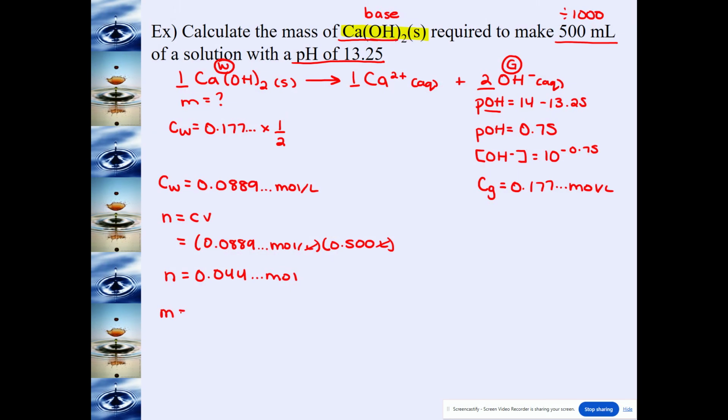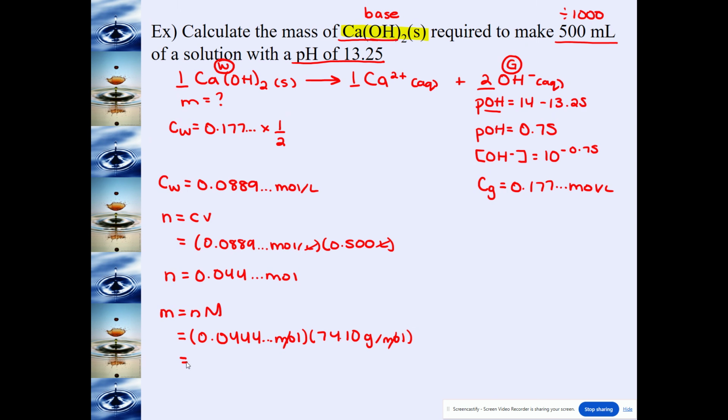Now I can find my mass with moles times molar mass. I didn't find my molar mass yet, so I'll have to do that quickly. Calcium is 40.08. There are 2 oxygens that are 16 and 2 hydrogens that are 1.01. So my molar mass is 74.10. So now I take my, again, unrounded moles, multiply by my molar mass. My moles are going to cancel and I'm going to get left with grams.